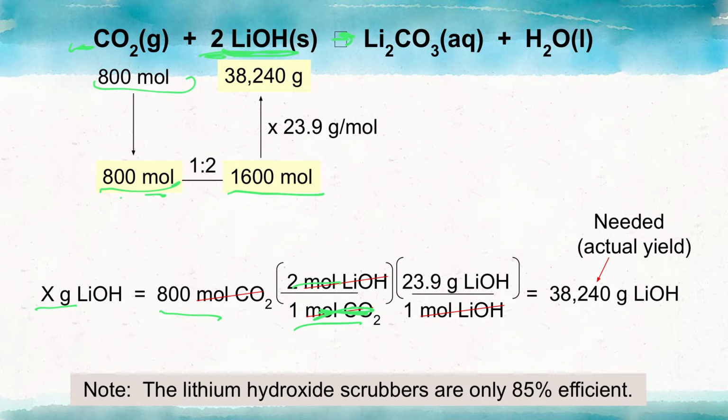Then our moles of CO2 cancel. Then our molar mass, so this is our molar mass of lithium hydroxide, and we get 800 times 2 divided by 1 times 23.9 equals 38,240 grams of LiOH. But remember, the lithium hydroxide scrubbers are only 85% efficient. So from that note here, 85% efficient, you can also calculate how much CO2 would be left in the atmosphere at the end of the trip.